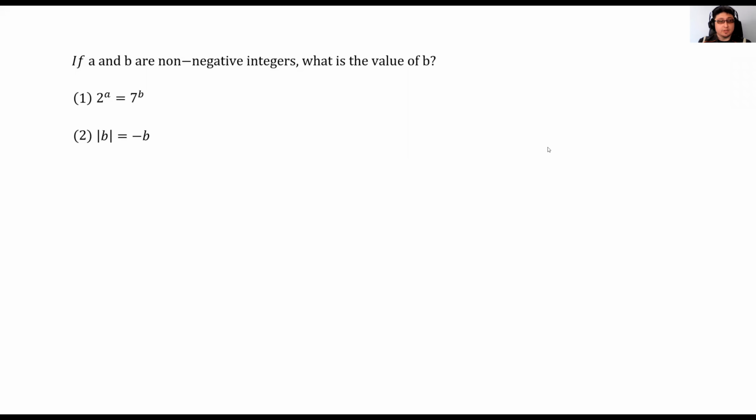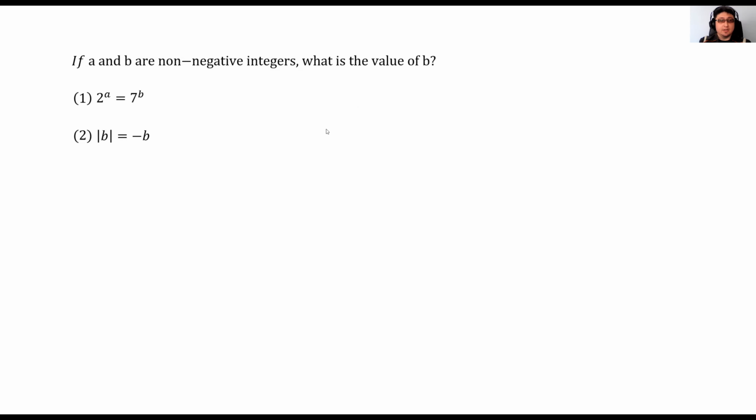Let's start by reading the question. If a and b are non-negative integers, what is the value of b? Statement number 1: 2 to the power of a is equal to 7 to the power of b. Statement number 2: the absolute value of b is equal to minus b.